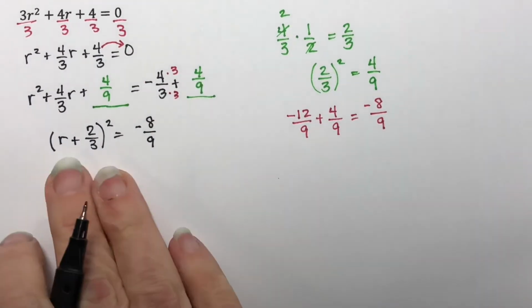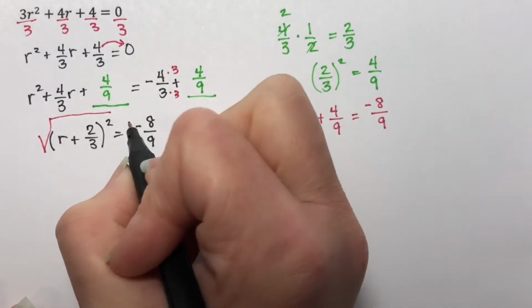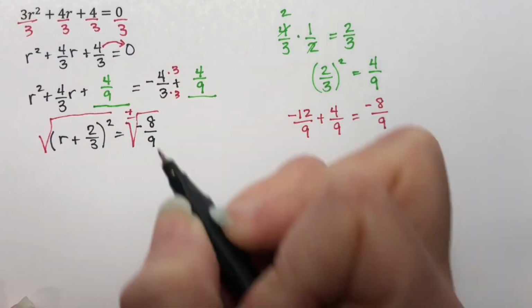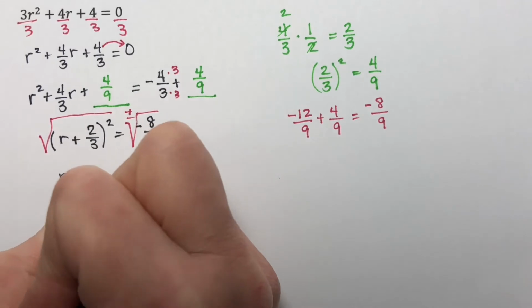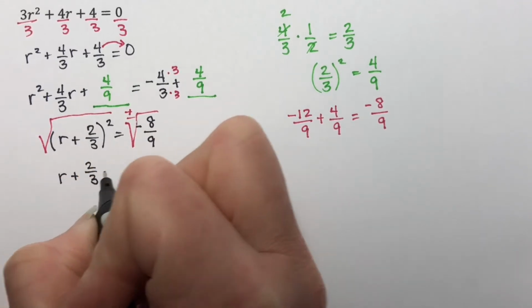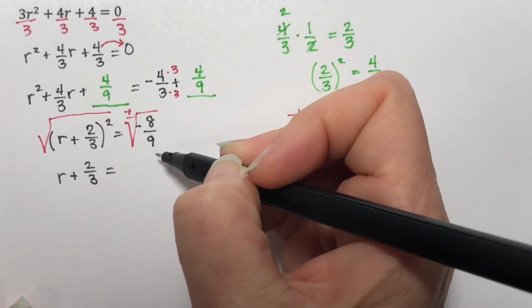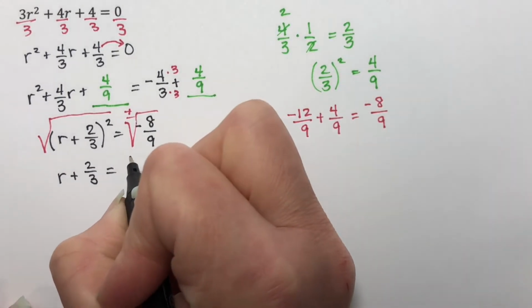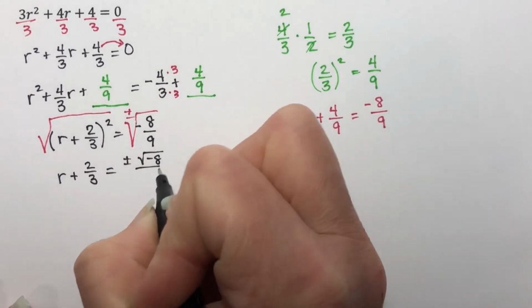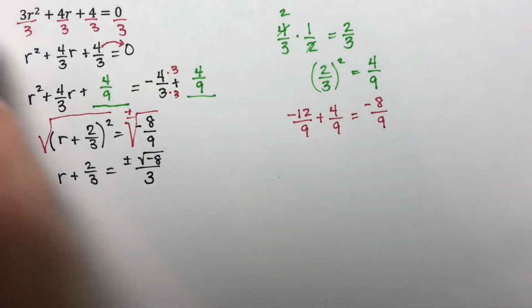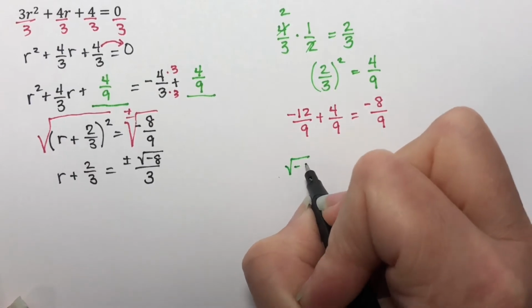Okay, so now I have something squared equal to a number. I can take the square root of both sides, put the plus or minus right here. Okay, so I have r plus 2/3 is equal to, again, I'm going to think of this as two separate radicals, and I have plus or minus the square root of negative 8 over the square root of 9, which is 3. Okay, well, I'm going to come over to the side and simplify the square root of negative 8.